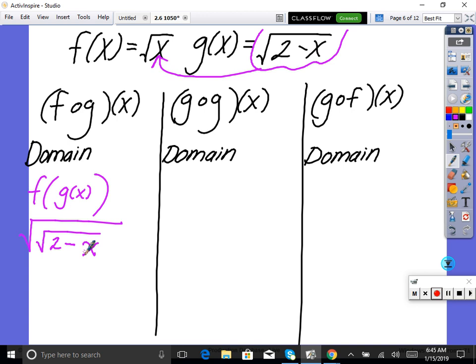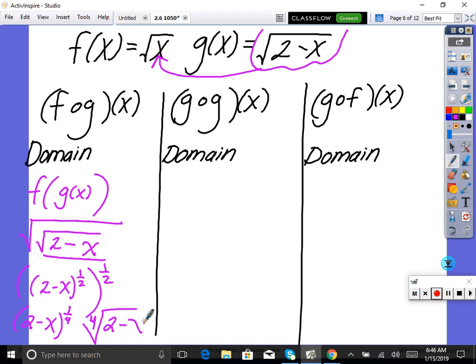But technically, this is probably how you'll see the answer written, but also, isn't this 2 minus x to the 1/2, do you agree? For this part, raised to the 1/2. Raise a power to a power and you multiply. So that would be 2 minus x raised to the 1/4 power. That might even be easier to look at for the domain, because now you might overthink it otherwise. Because isn't that just the 4th root of 2 minus x?